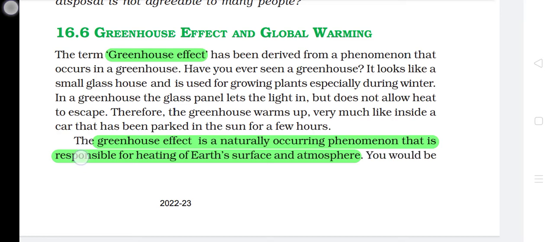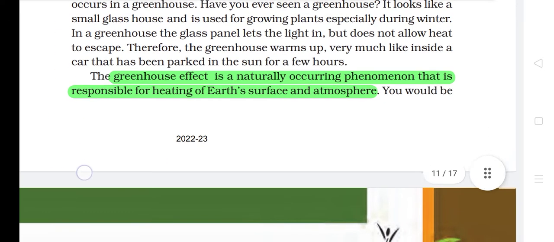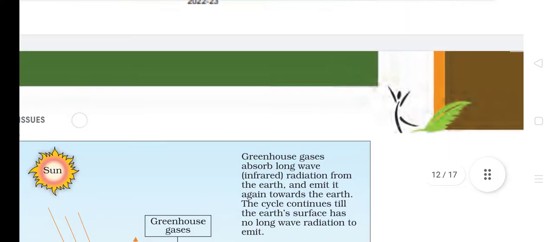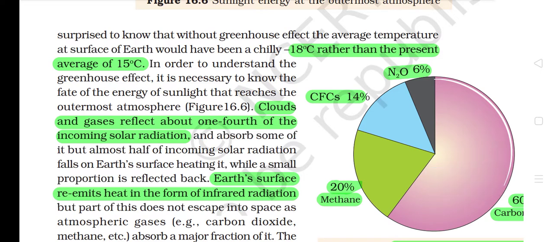The greenhouse effect is a naturally occurring phenomenon that is responsible for heating of Earth's surface and atmosphere. You would be surprised to know that without greenhouse effect, the average temperature at surface of Earth would have been a chilly -18 degrees Celsius rather than the present average of 15 degrees Celsius.